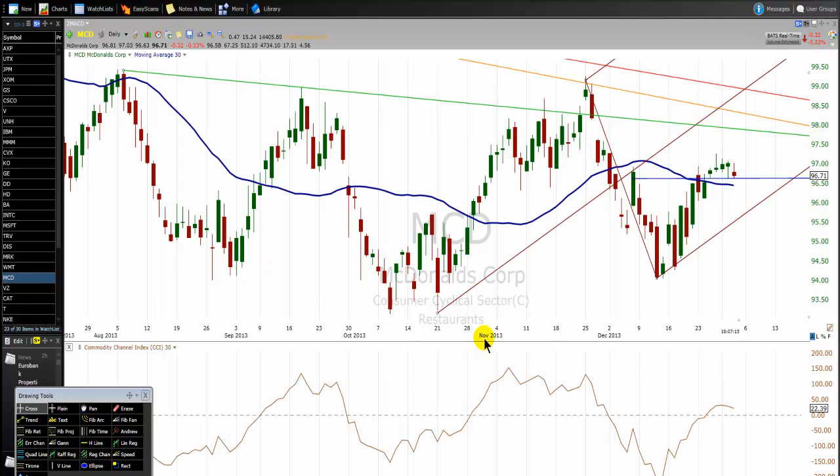The next financial instrument, this is McDonald's stock, ticker MCD, Mike Charlie Delta, talking about how to day trade, tips and tricks.